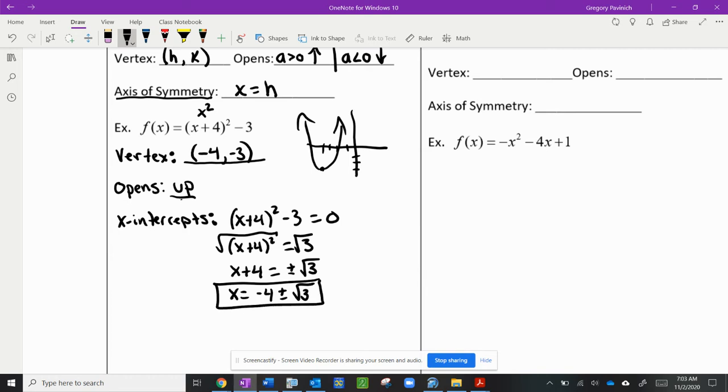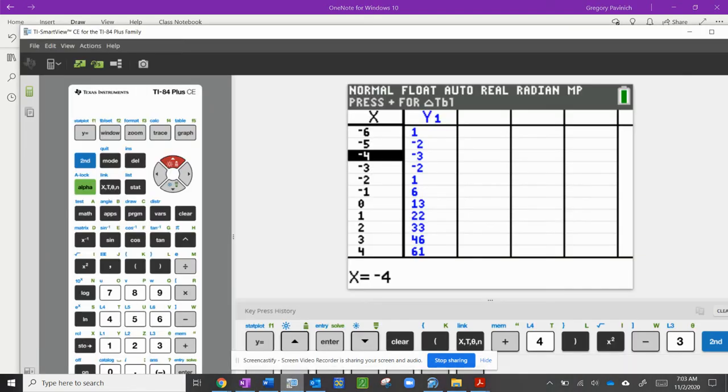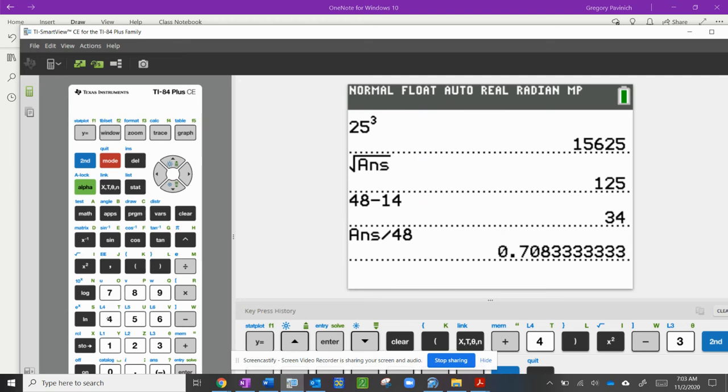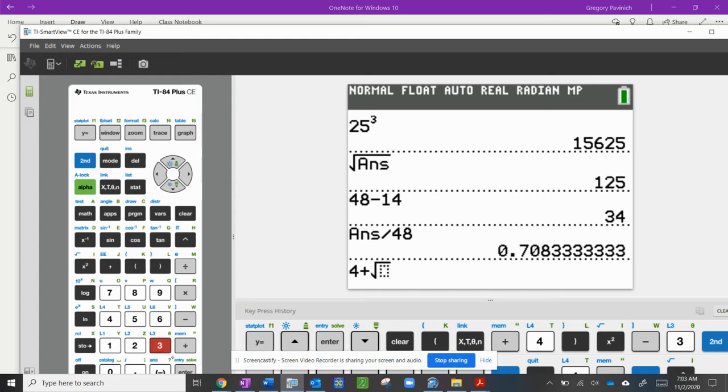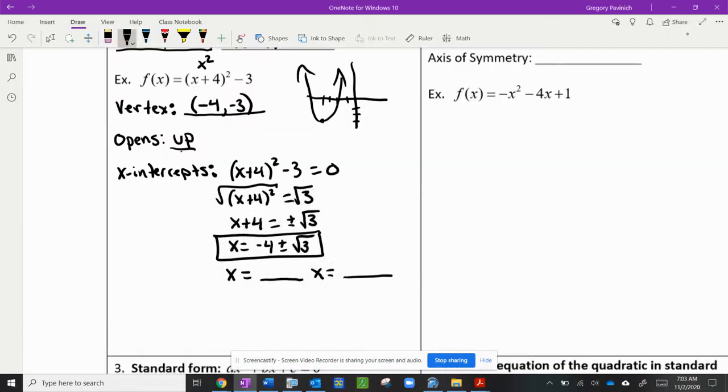Now remember, before we just left it in radical form, but since I'm going to graph this, it makes sense that I'm going to need some decimal approximation, so I have an idea. I don't really know where negative 4 plus the square root of 3 is, so I'm going to go to my calculator and put in 4 plus the square root of 3, and I get 5.7. Oh, it was negative 4.